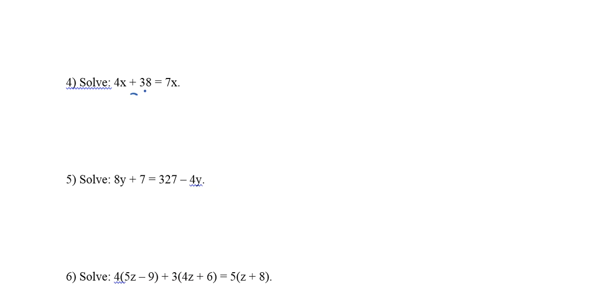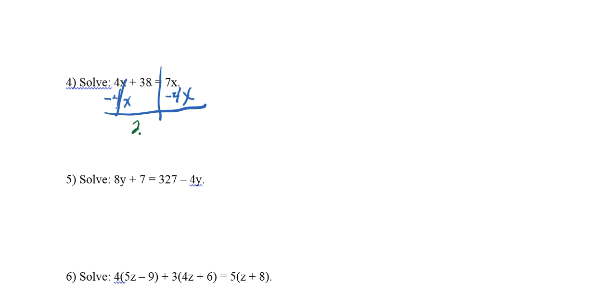Now the reason I decided not to do that was because I have a 4x and a 7x, and moving the 38 is going to do me no good. I actually need to move like terms together. So instead of moving the 38, we're actually going to move the 4x. By doing that, I'm going to end up with my x's on the same side. So I'm going to combine like terms to the same side.